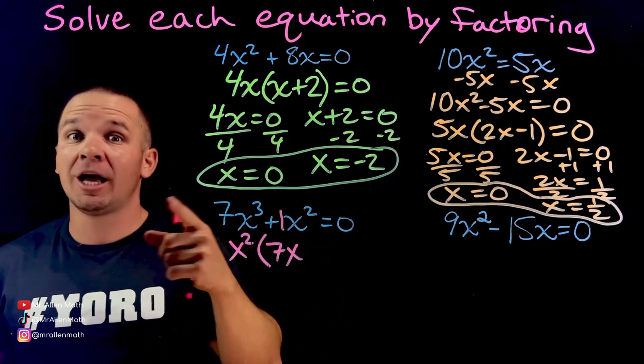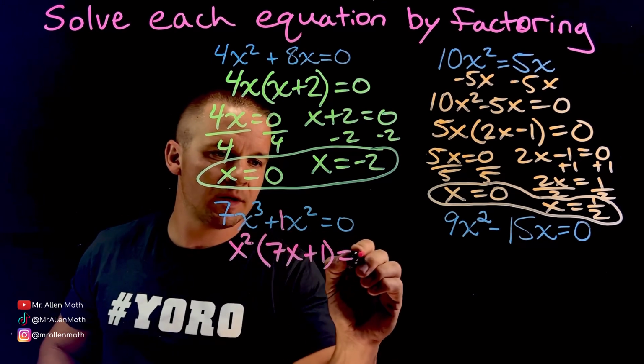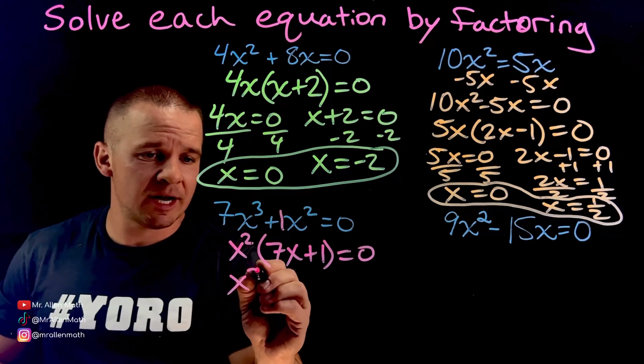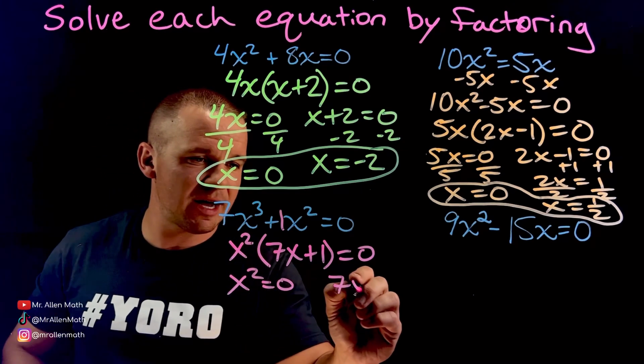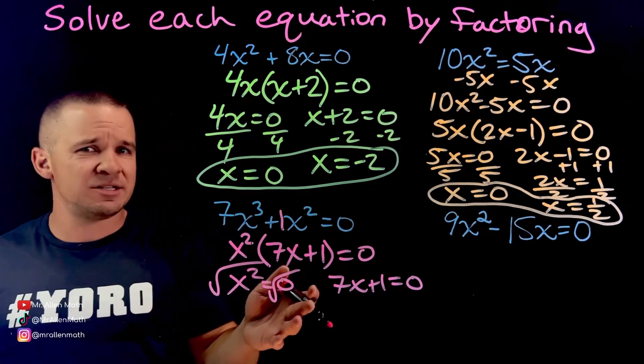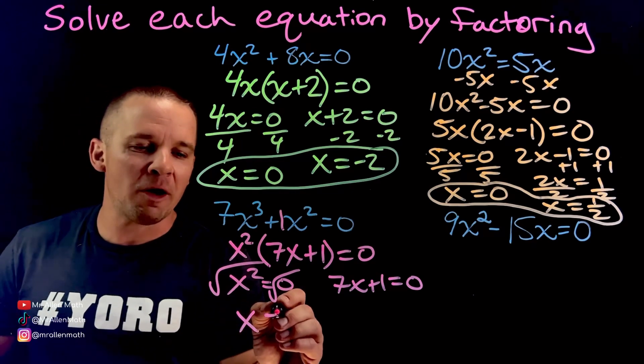Do I need anything here? Yes. We just talked about that, right? So this time I'm going to have a plus 1. That equals 0. Now I can set my two factors equal to 0. So I get x squared equals 0, and I get 7x plus 1 equals 0. If I square root on both sides here, that's the easiest way to solve that one, right? I get x equals plus or minus 0. Well, no, I just have x equals 0.